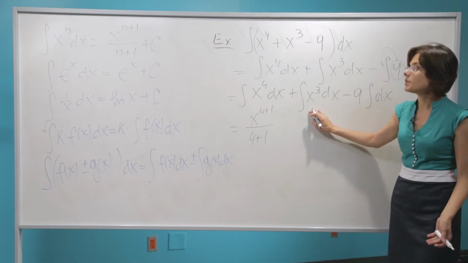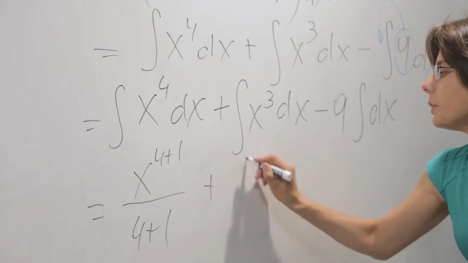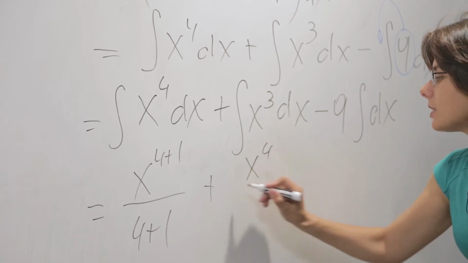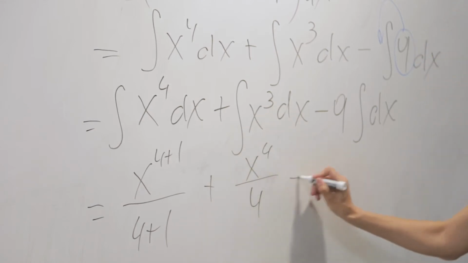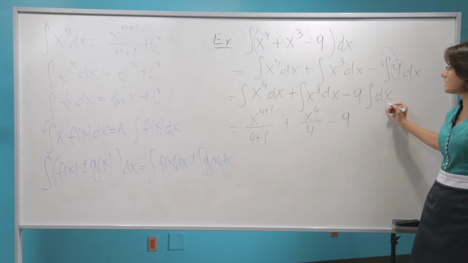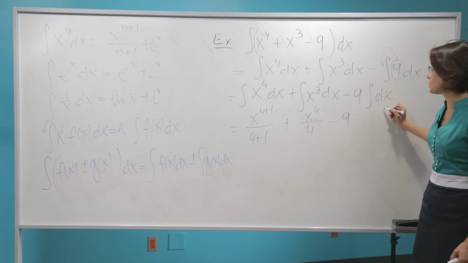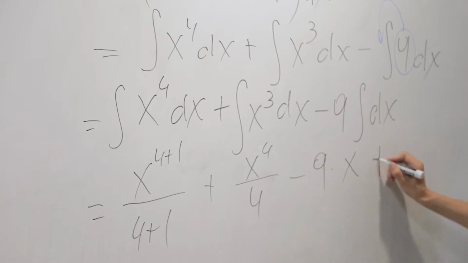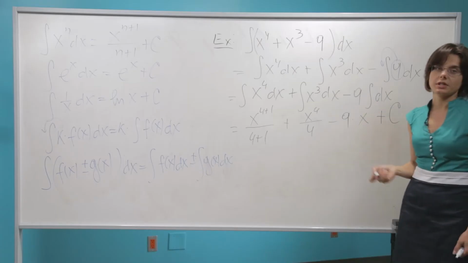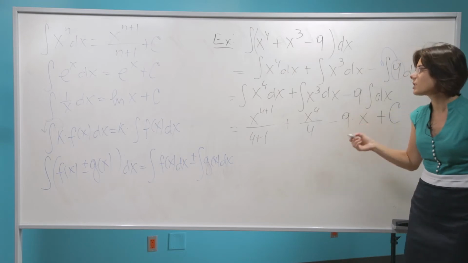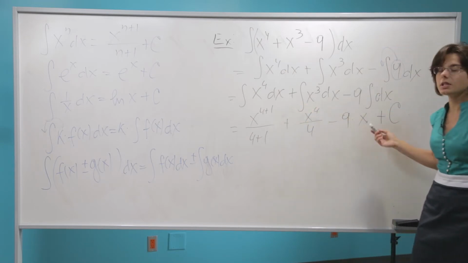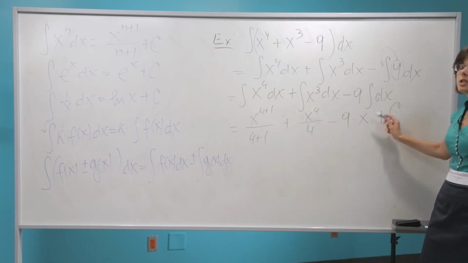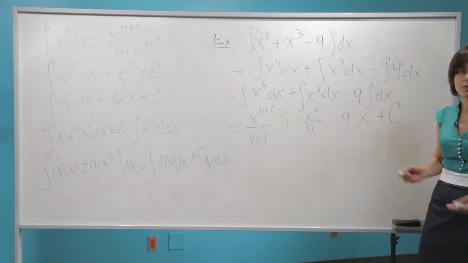Second integral with n equal to 3. We have x to the 4 divided by 4 minus 9 times, and the integral of dx is always equal to 1 times x. And now plus constant c for all of these integrals. So it's not necessary to write plus constant c for each of the integrals. It's enough to write one general constant c at the end of the integration.